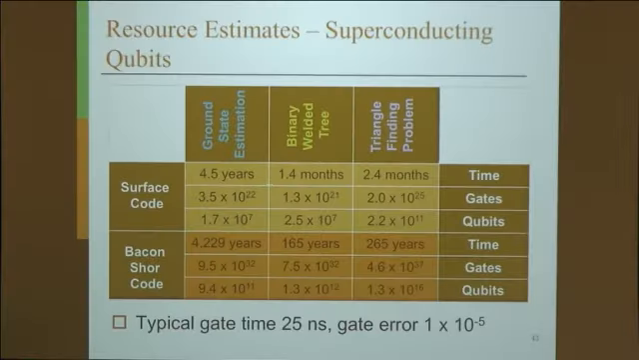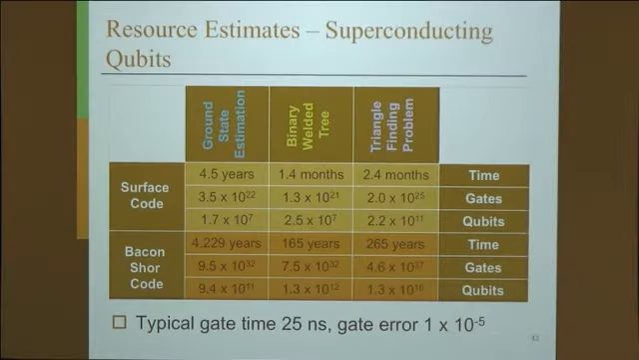And this table shows the resources for the 3 algorithms for the instance sizes we discussed. So you can see that the surface code will result in computation times from months to years for these instances. Here are the gate counts, and then this is the physical qubit count. So we need a few million qubits for the computation.